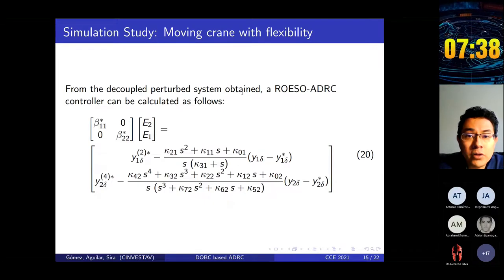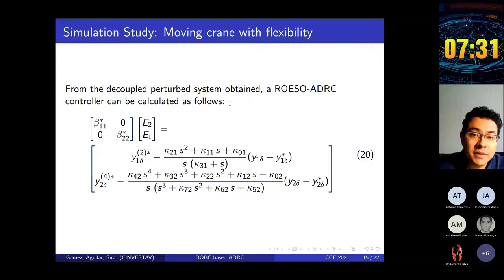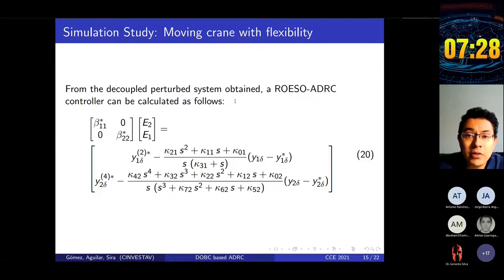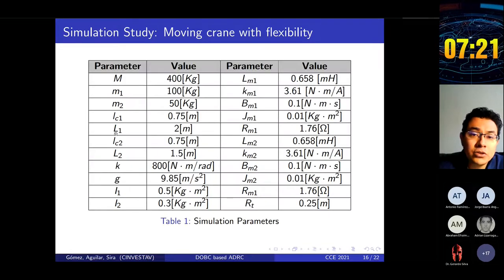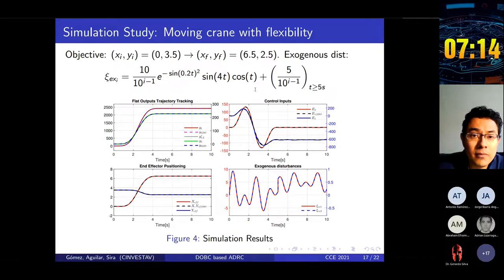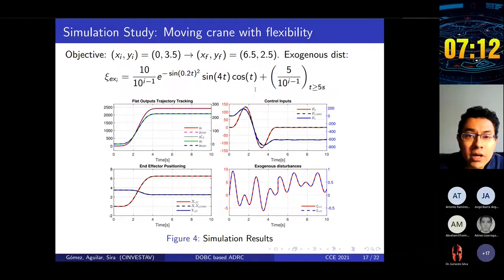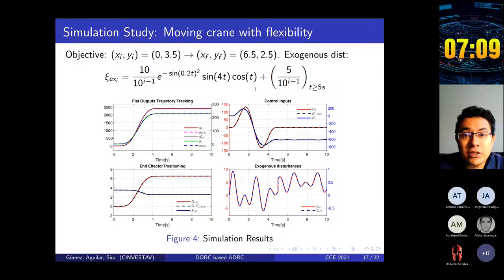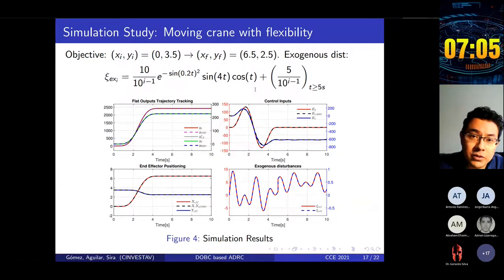From this final model, a reduced order ADR controller can be designed as seen in previous slides. For each subsystem, the characteristic polynomial is the product of both the controller and observer polynomials, respecting the separation principle. Just to mention, these are the parameters used to perform the following simulations. We have simulated the system pretending to move the end effector from an initial position to a final position.